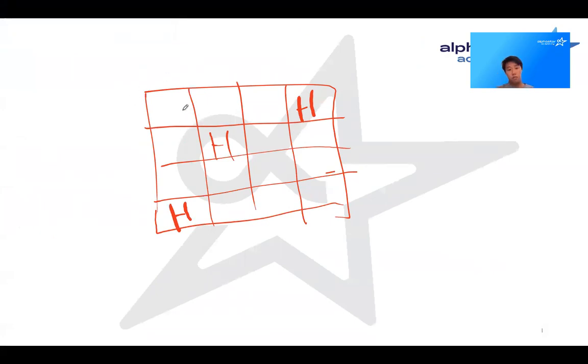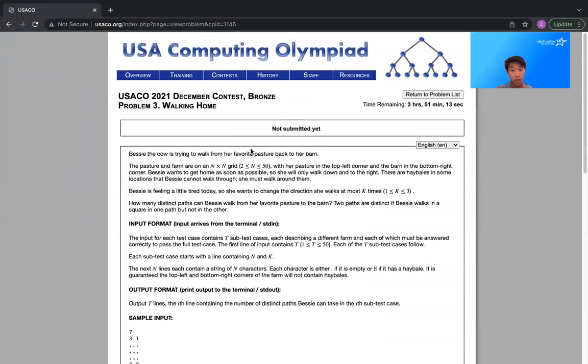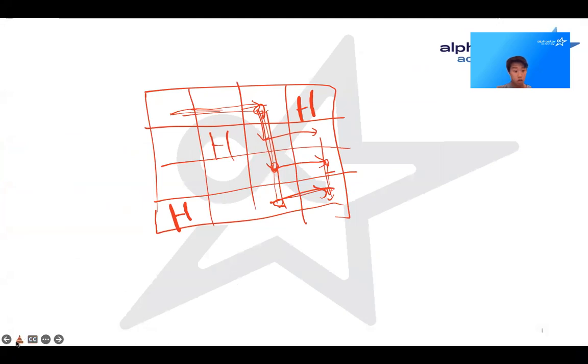Let's think. So Bessie could either go 1, 2 here, 3 down. Maybe Bessie can go 1 here, 2 here, and then 3 here. And then 1 here, 2 here. So Bessie doesn't need to take 3 switches. She can take at most K switches. Let's keep that in mind.